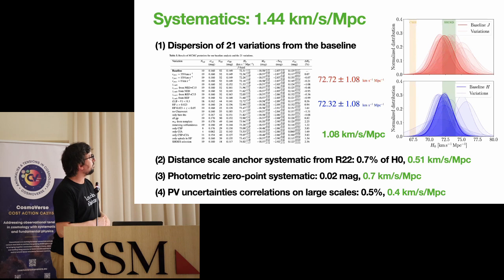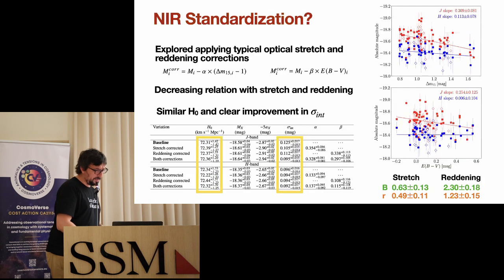0-point, photometric 0-point systematic, and uncertainties related to the peculiar velocity corrections. So all that in quadrature sum up to 1.4 kilometers per second.